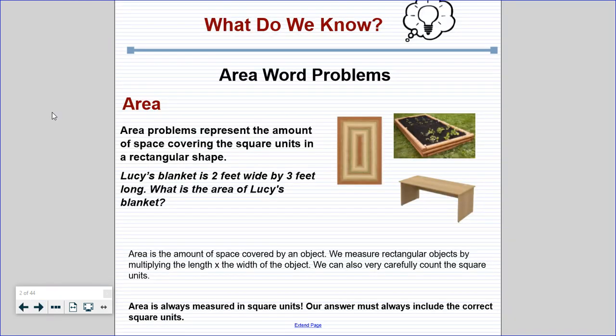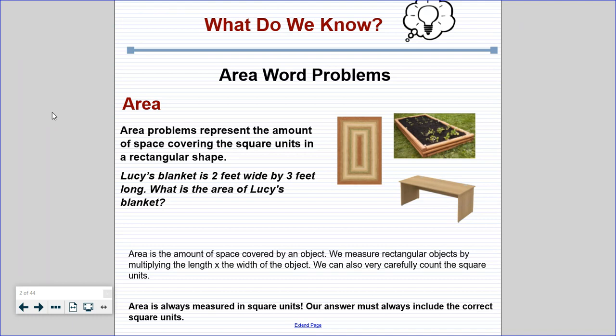So first of all, let's talk about what area is. Remember, I just referred to those area word problems that we practiced. Area problems are problems where you're trying to find out the amount of space that is covering a rectangle. So our answers would always be in square units.